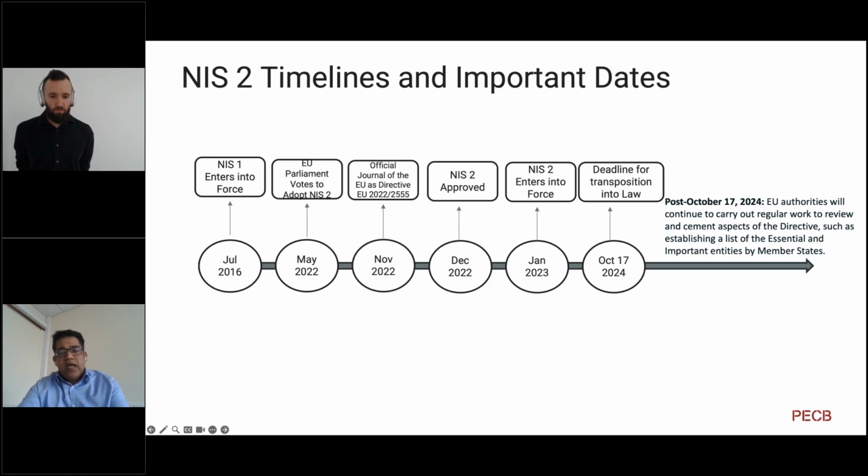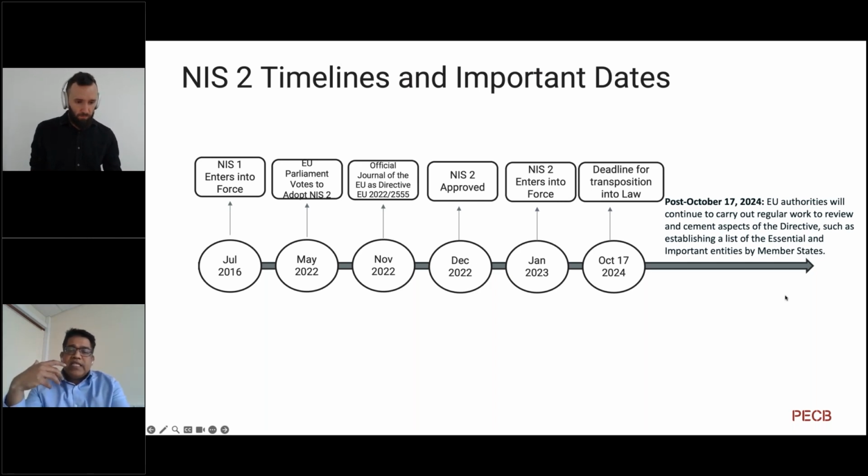So currently, the NIS directive has been in effect for several years. When NIS was released, they wanted to trigger a change in mindset within the institutions and bring out a regulatory approach to cybersecurity, right? But again, there were many challenges. If you look at the timeline, in July 2016 it was released. Then NIS2 came, was tabled at the Parliament, and it was voted in May 2022.